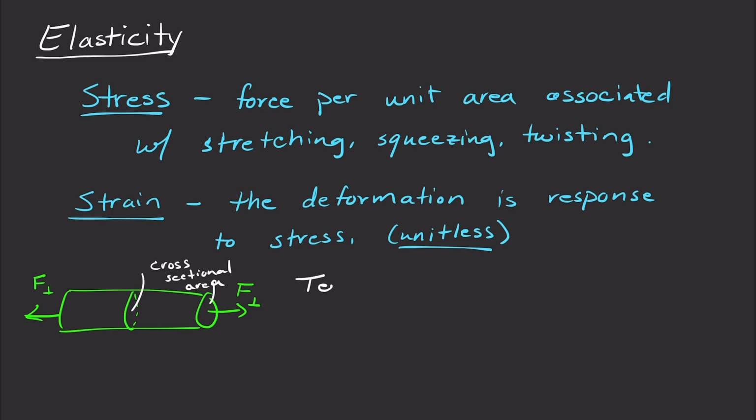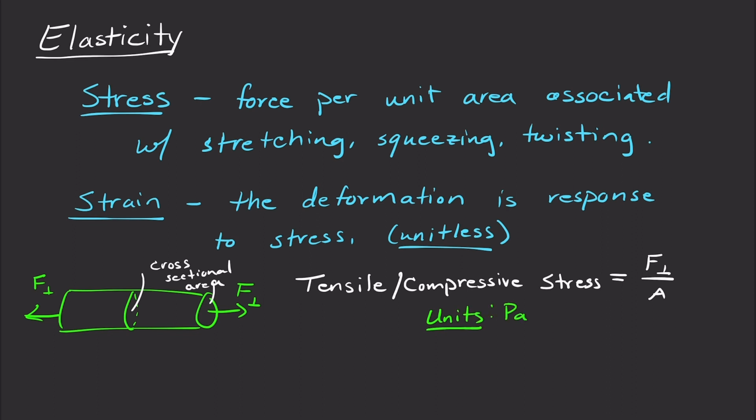Okay, so a tensile, so you put it in tension, pulling it away, trying to stretch it, or compressive, meaning you put it in compression, or you're trying to shrink it, trying to compress it together. Tensile or compressive stresses are given by the equation F perpendicular, so perpendicular to the cross-sectional area, divided by that cross-sectional area. Okay, and then this has units of pressure, which we measure in pascals. Okay, so Pa, which stands for pascals.